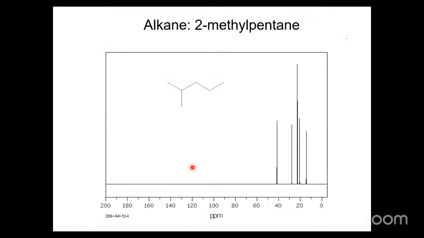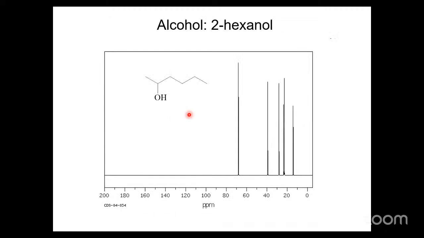Let us take the next example, 2-methyl pentane. How many signals would you expect? 1, 2, 3, 4. And these two methyls are the same, so the most intense peak is due to these two methyls. Coming to 2-hexanol, here the number of peaks will be equal to the number of carbons because no symmetry is there. 1, 2, 3, 4, 5, 6. So 6 peaks you are observing. Hence the number of peaks is equal to the number of non-equivalent carbons.